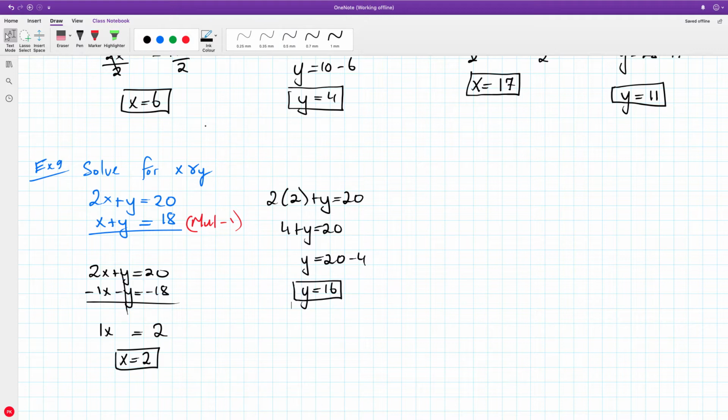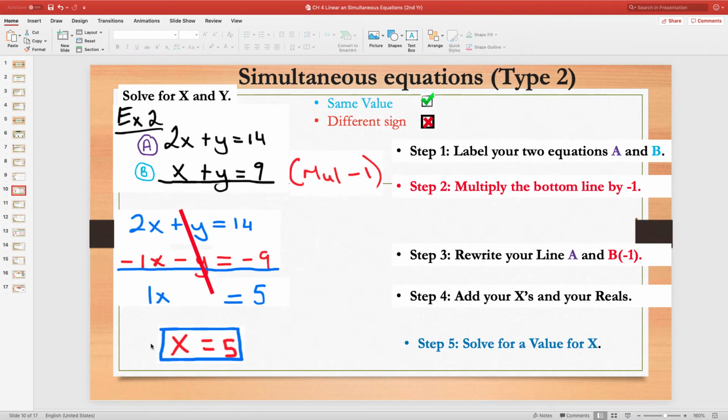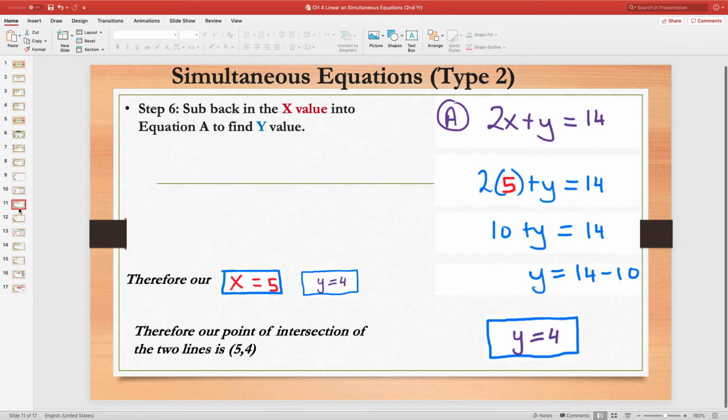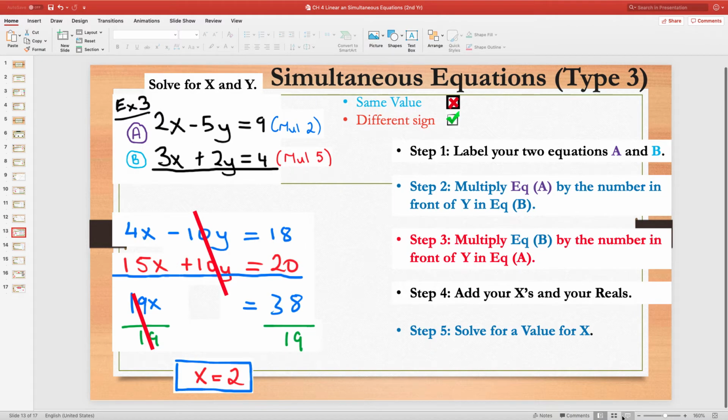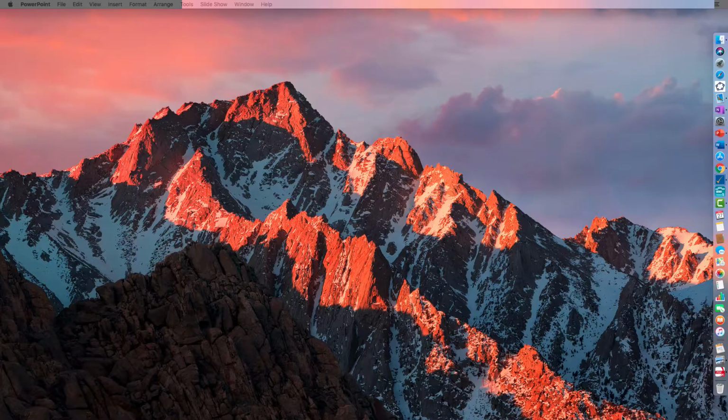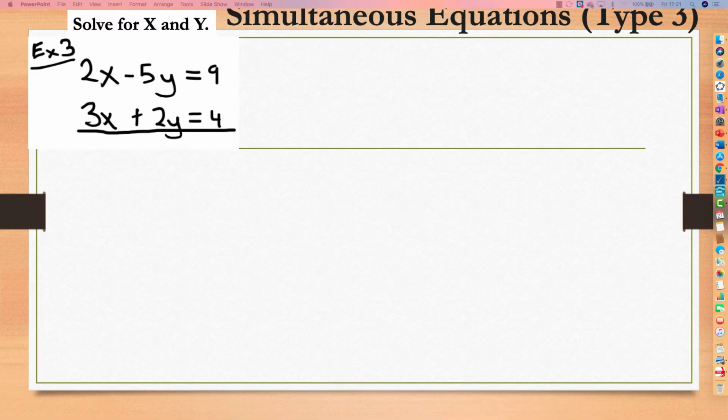Good stuff. Right, the last real different type of these. There's a couple of variations, but the last real tough one is this type. So we have 2x minus 5y equals 9 and 3x plus 2y equals 4.